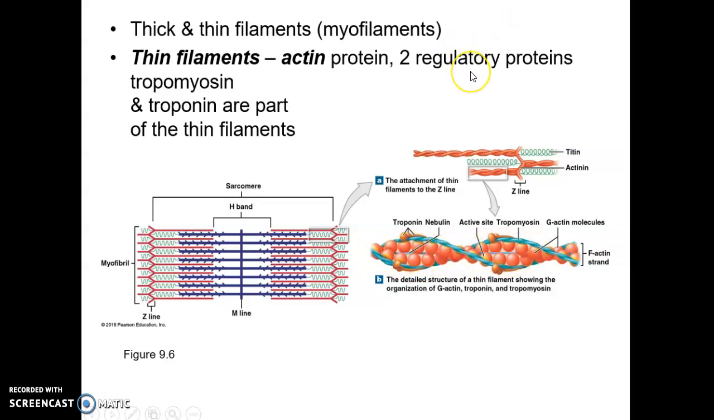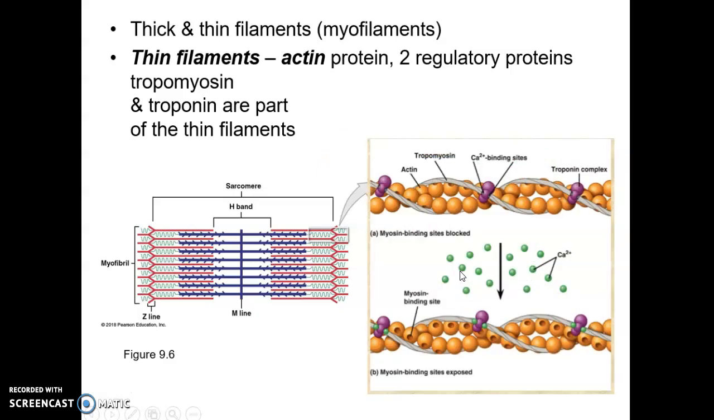And there's two regulatory proteins, tropomyosin and troponin. Here in teal is the tropomyosin, and the little spheres here in orange-red are troponin. And we can only see that in this diagram where we're really zoomed in close. At lower magnification, all we see is the red thin filament, indicative of mostly actin. So these two regulatory proteins, troponin and tropomyosin, are essential for the contraction process.